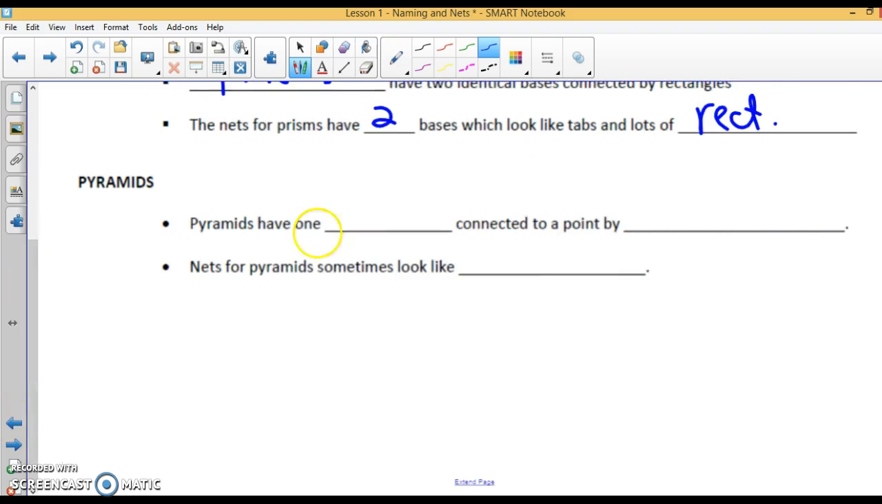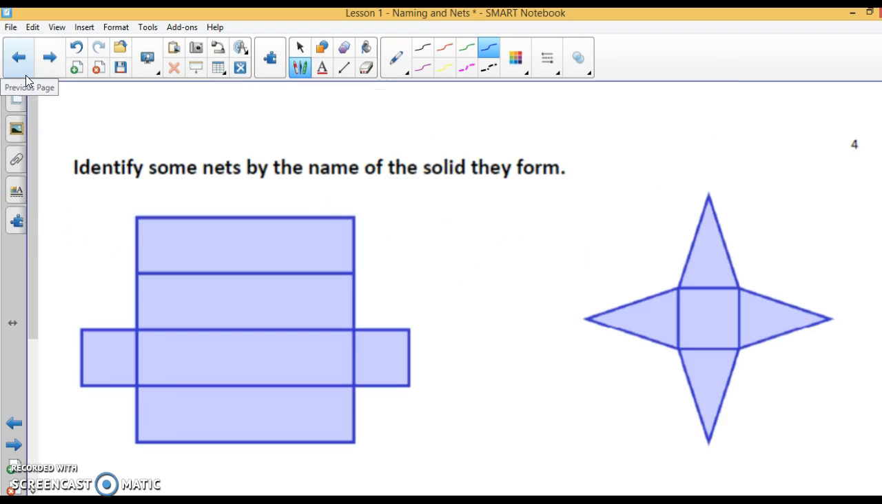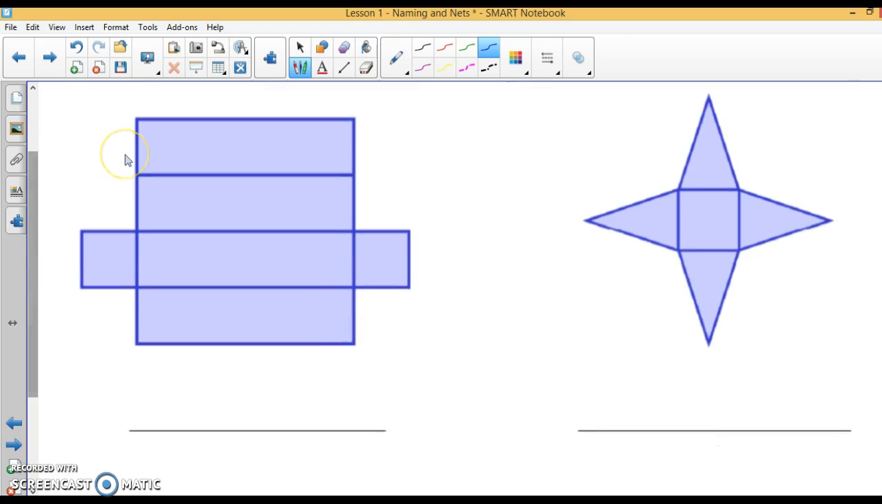Pyramids have one base connected to a point by triangles. Nets for pyramids sometimes look like stars. All right, let's take a look at these. Now, if I would fold this up, this would be a rectangular prism because it's got two bases connected by a bunch of rectangles. There's no such thing as a square prism. These two do look like squares, but we still call it a rectangular prism.